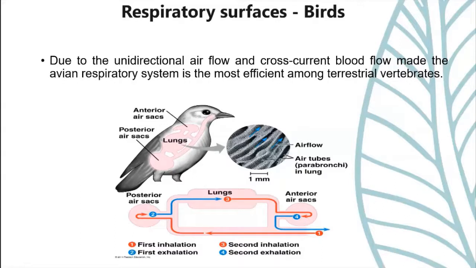So if you look at this diagram, during the first inhalation, awak kena take note kat sini, maksudnya both first and second inhalation, they occur at the same time. Okay, they occur at the same time. Maksudnya, first inhalation, posterior air sac will expand to store fresh air. Okay, fresh air. So from the trachea, and then it goes straight to the posterior air sac to be stored in the posterior air sac.